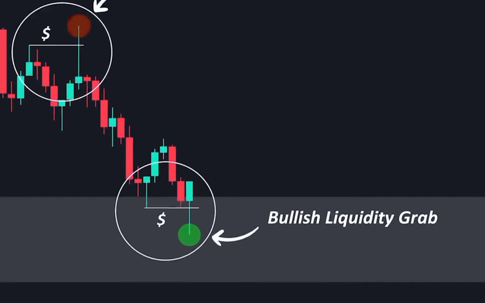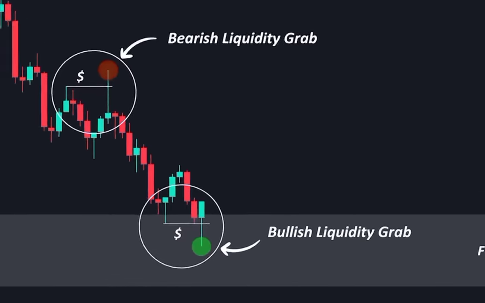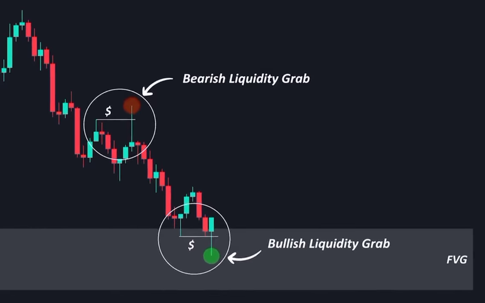Similarly, when the price wicks below a previous swing low, it's identified as a bullish liquidity grab, indicating a possible upward move. Liquidity grabs highlight areas where the market sweeps stop losses before reversing direction. These signals can be powerful for trade entries, especially when they occur inside a higher time frame fair value gap.